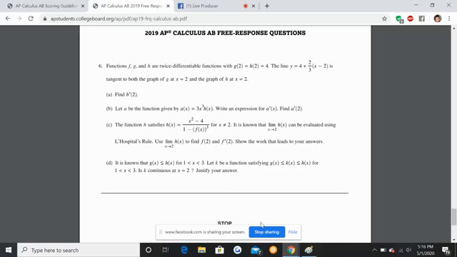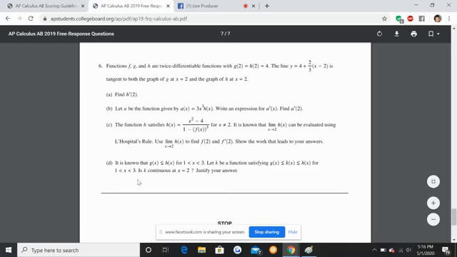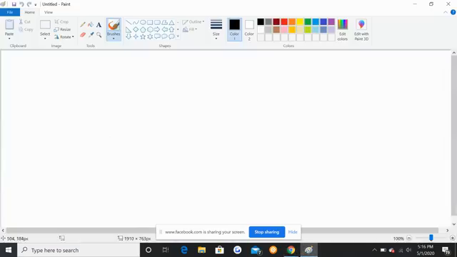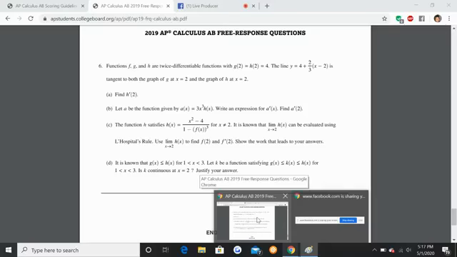Let k be a function satisfying that g of x is less than or equal to k of x, which is less than or equal to h of x, for x greater than 1 and less than 3. It's so hard to read these out loud. I'm sorry. Is k continuous at x equals 2? Justify your answer. Okay, so let's look. So this is our condition that is satisfied: g of x is less than or equal to k of x, and k of x is less than or equal to h of x, right?